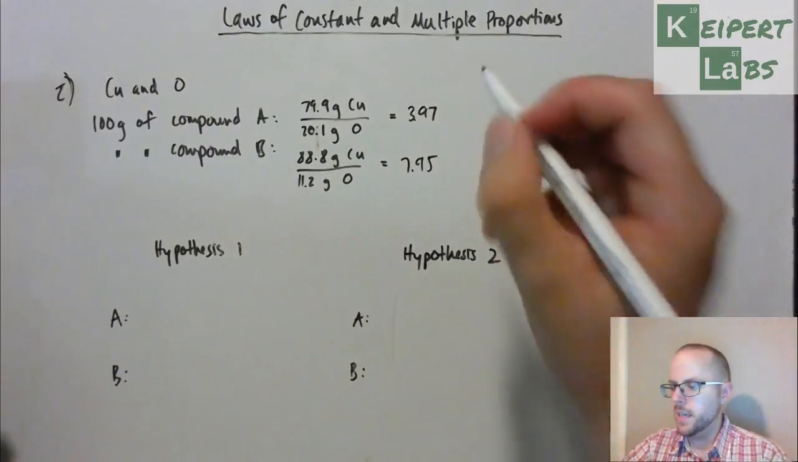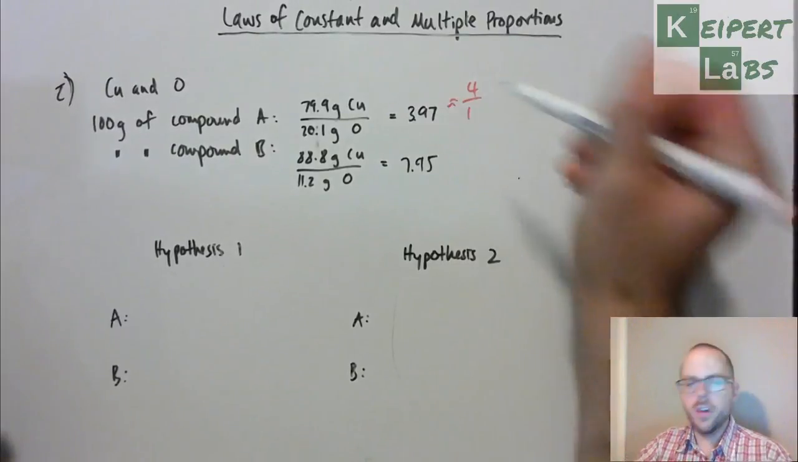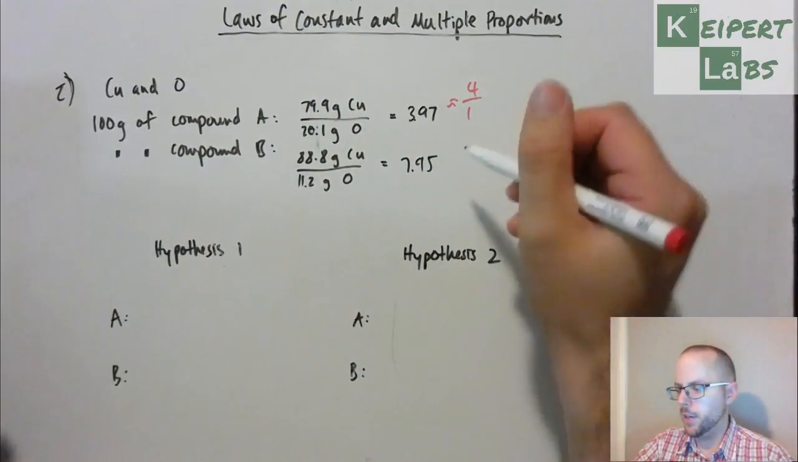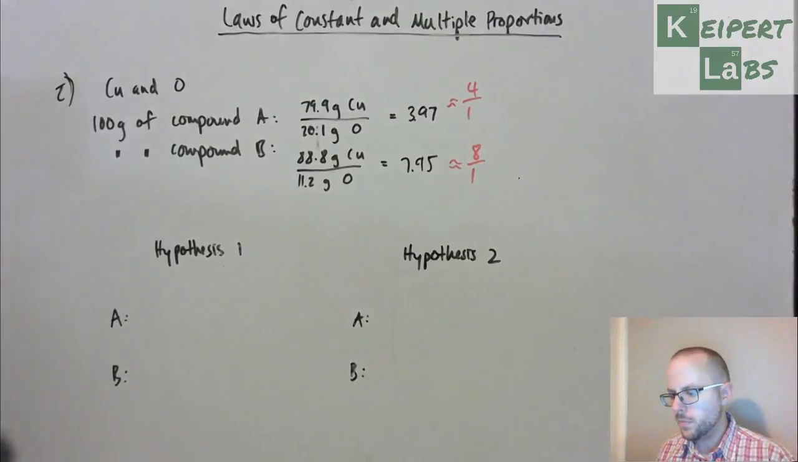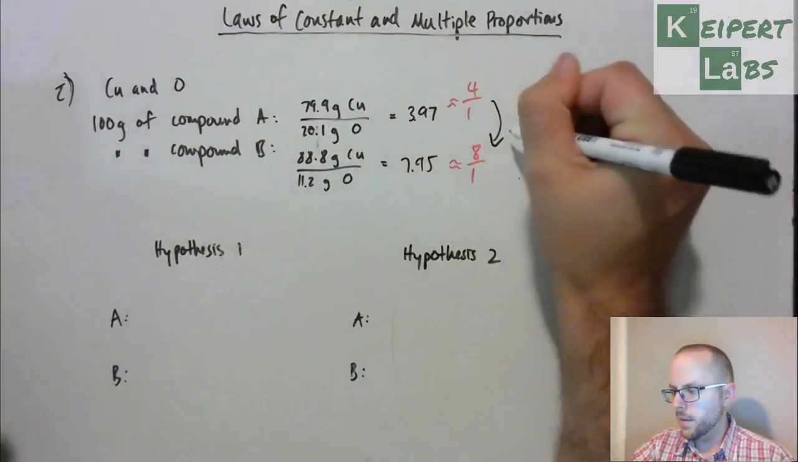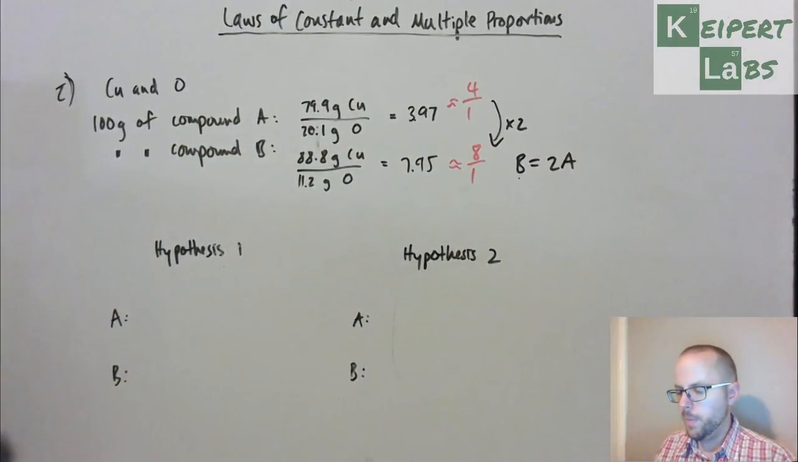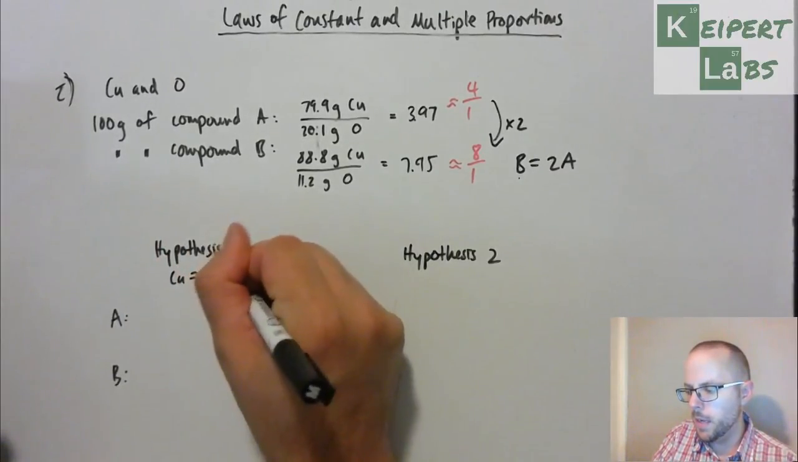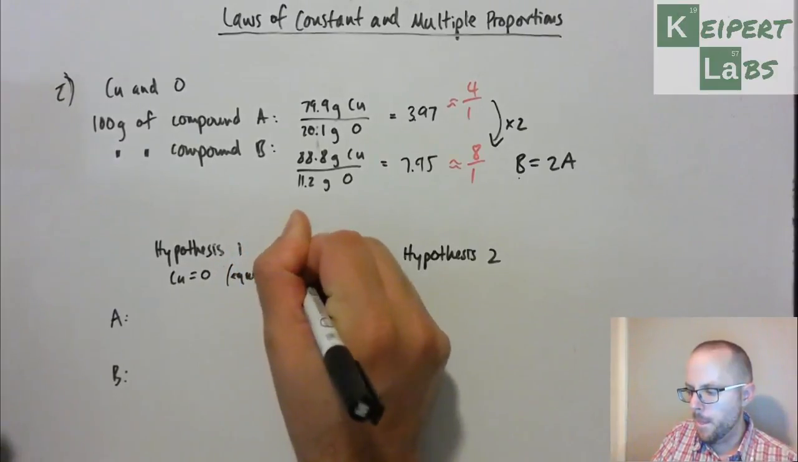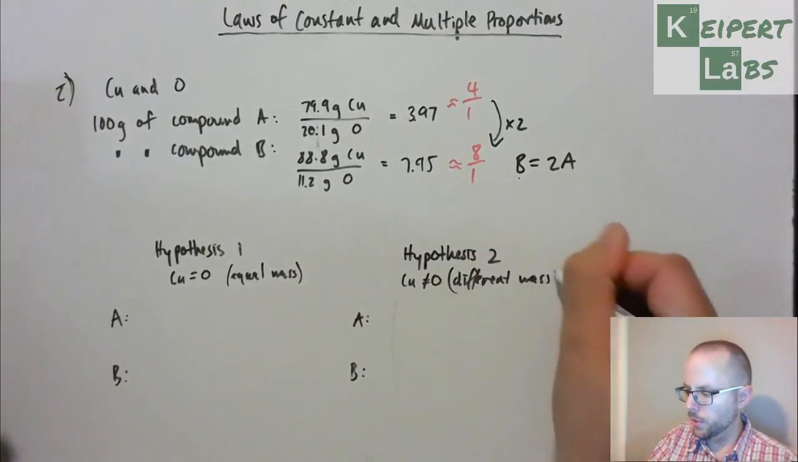We're going to now set these up as improper fractions. This is a number very close to 4, which we could say is pretty much 4 over 1. This one's very close to 8, so we can say 8 over 1. So same as before, we can see here that B equals double A. Hypothesis number 1, same as before, is that copper and oxygen have equal mass. Hypothesis 2 will be that copper and oxygen have different mass. We'll go through and compute that in a second.